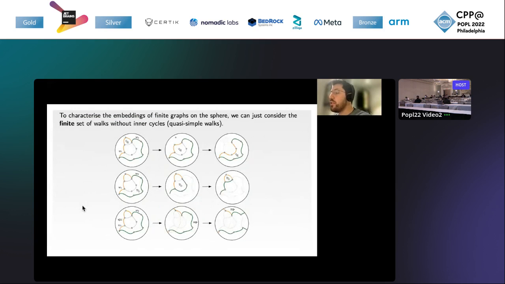Here I present in the picture a set of different deformations, different walk-homotopies, but what we also prove is that when you consider a finite graph, we can only consider the finite set of walks without inner cycles. This is what we call the quasi-simple walks. In other words, the finite set of quasi-simple walks is enough to characterize the embeddings of the finite graphs on the sphere. This also says that we came up with an algorithm by brute force to determine whether a map is spherical or not.